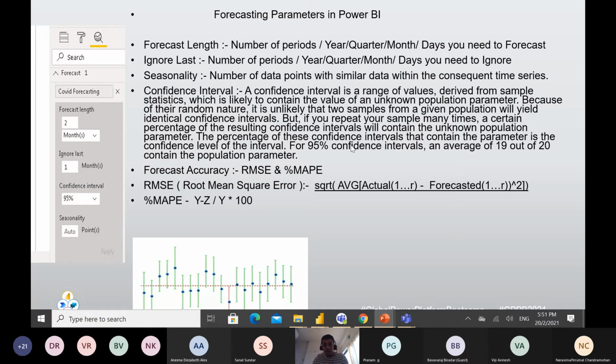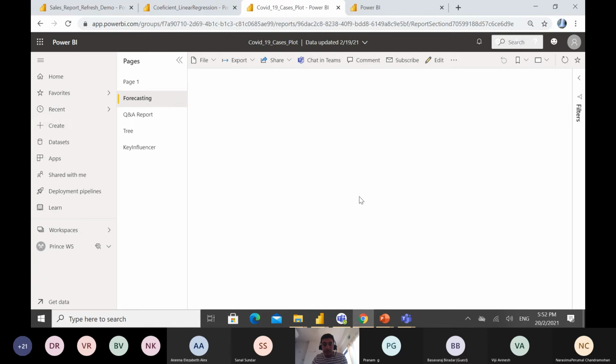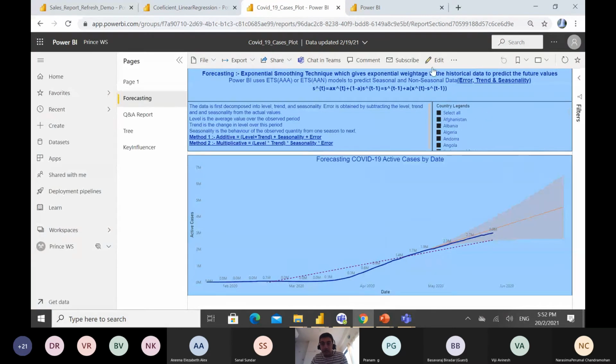So going back, if you see this one, I forecasted for the next 2 months. The bigger the percentage of the confidence interval, the bigger the area would be, because it wants to make sure that your value still remains in this. So this is the maximum and the minimum values out here.